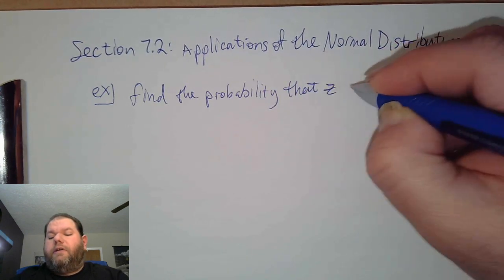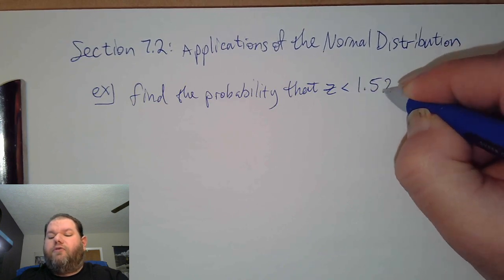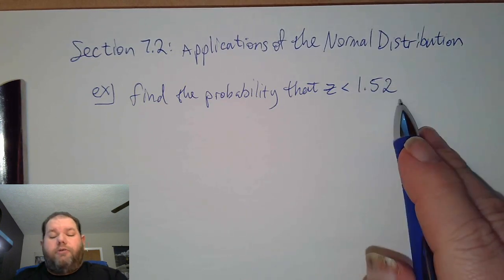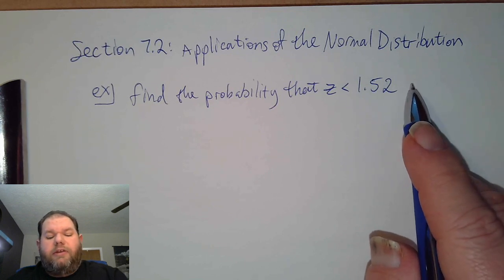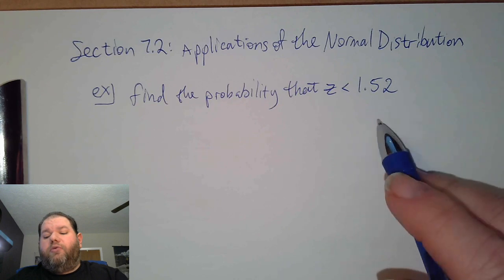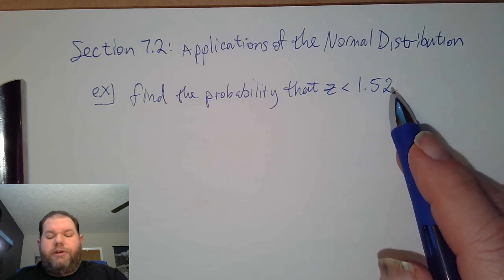that z is less than 1.52. And we're going to go to 2 decimal places here because that's all the book has available in the tables it provides. We could go further on our calculators, but this should be sufficient for what we need.